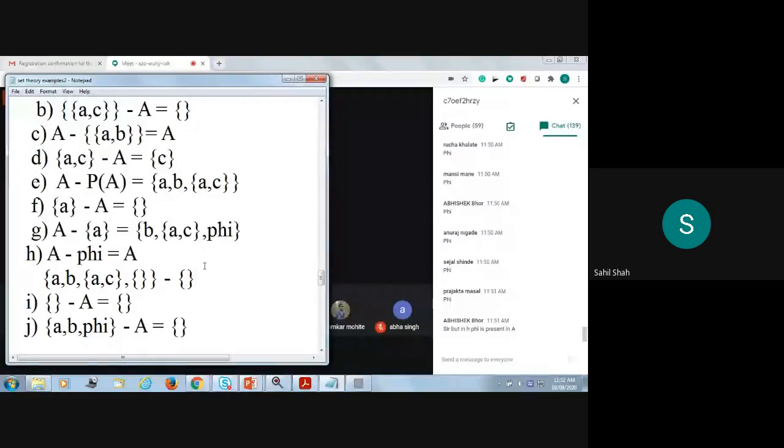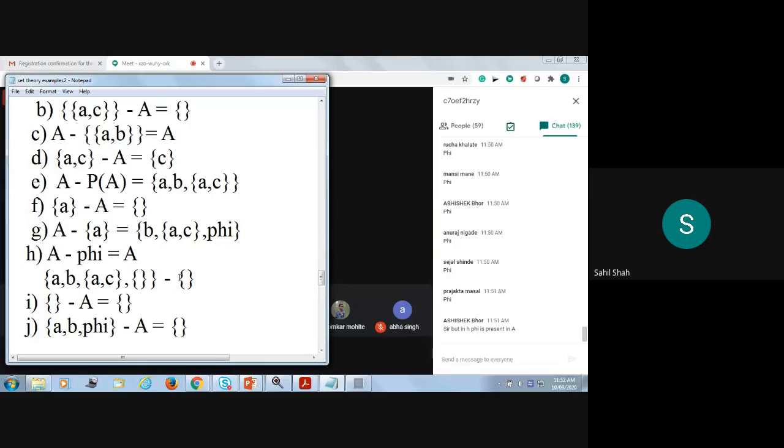A minus phi. We have to look for all those elements which are exclusively present in A, but at the same time they should not be available in set B. Okay. Set B, I am saying set B. So your set B has how many elements? Do we have any elements present in set B?